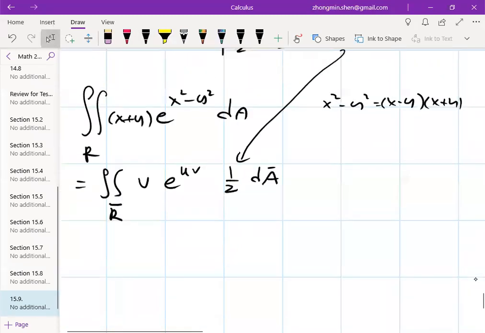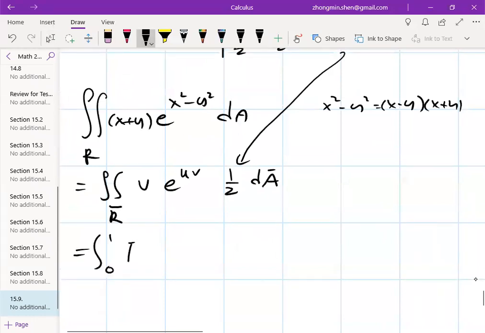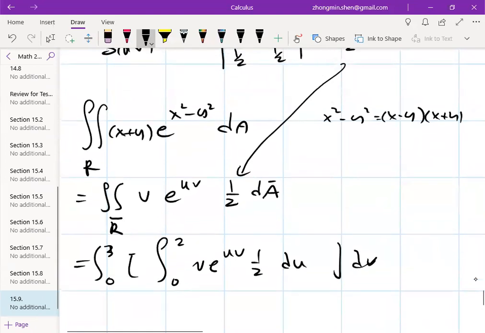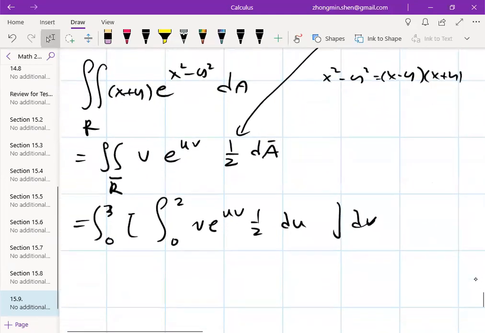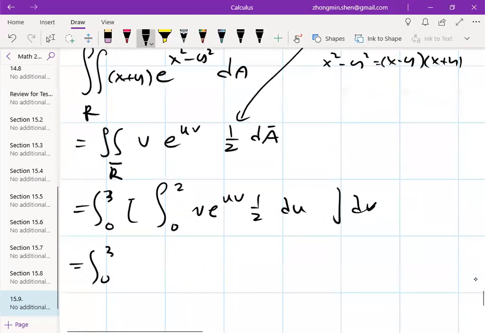So v is between 0 and 3, and u is between 0 and 2. And then you evaluate this integral. Let's go back to the picture. Yes, v is between 0 and 3. Then you evaluate this integral with respect to u. With respect to u, the antiderivative is just e to the uv, because when you differentiate with respect to u, you get v times e to the uv.